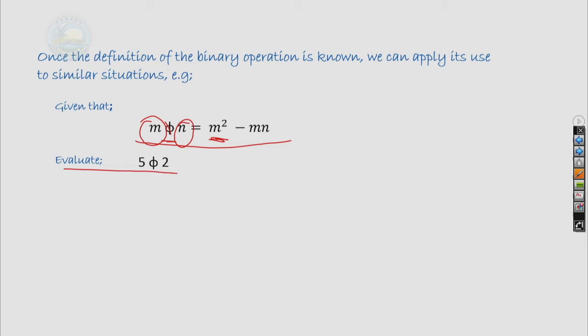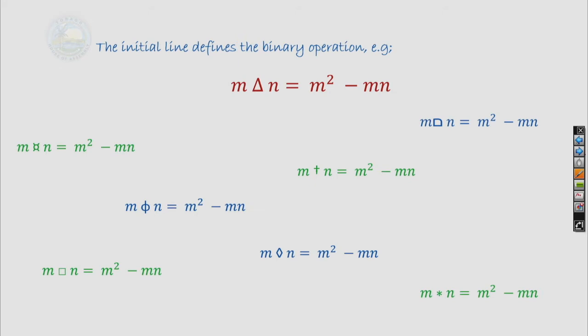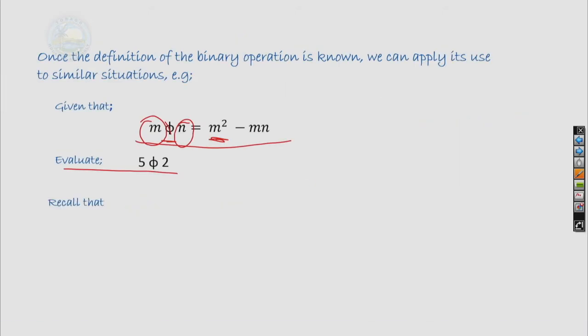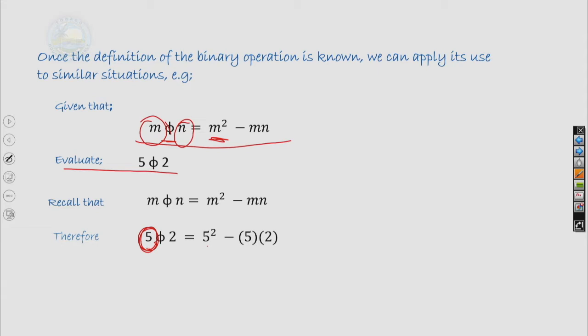Based on the definition, what comes first has to be squared, and then we subtract from that the product of what is in front of the binary operation and what is behind it. So we have 5 in front of the binary operation: 5 squared, minus the product of what is in front of the binary operation by what is behind it. What is 5 squared? 5 squared is 25, and 5 times 2.